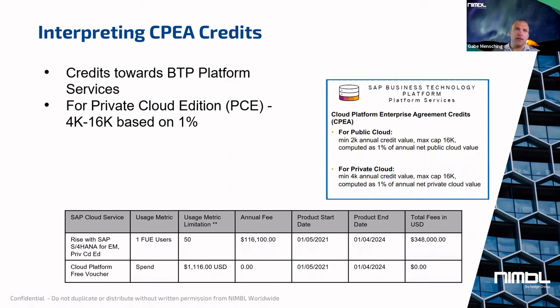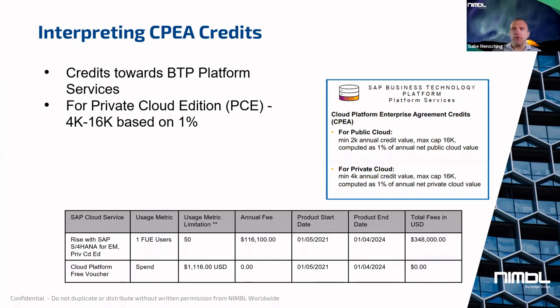So how that translates and how you interpret it, we have a table here at the bottom where we have 50 FUEs that have been calculated, and this is a functional user equivalent and how it's sold to the customers. And you can see here, in this scenario, this comes out to an annual fee of $116,100. That translates to $1,116 annually that would be used as a credit, which is 1% of that annual net private cloud value. So this just shows how that's calculated.